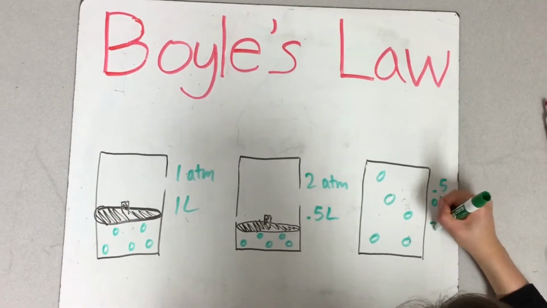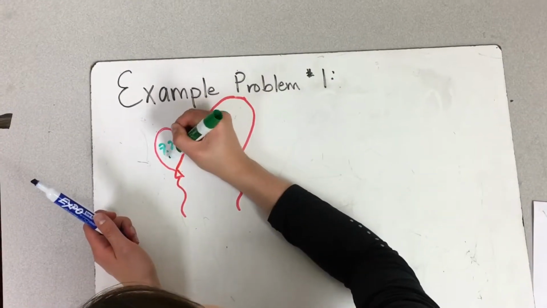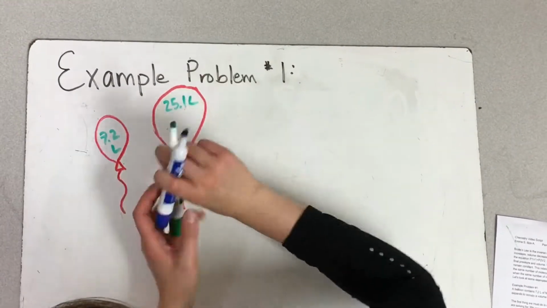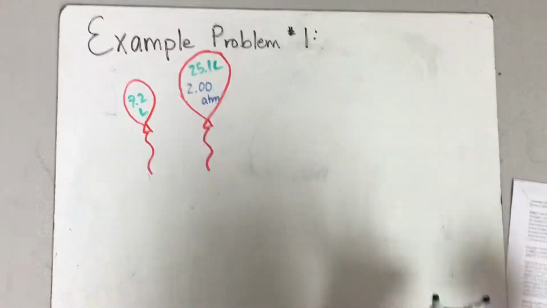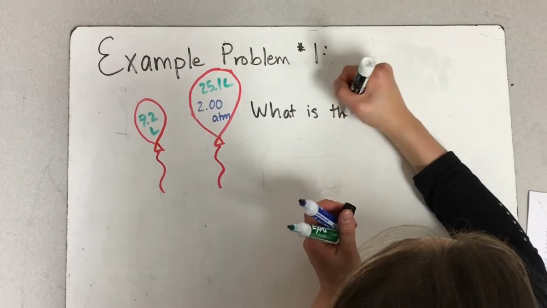Let's look at an example problem to see how to use this relationship. A balloon contains 7.2 liters of helium. The pressure in the balloon is reduced to 2 atmospheres, and the balloon expands to occupy a volume of 25.1 liters. What was the original pressure exerted on the balloon?